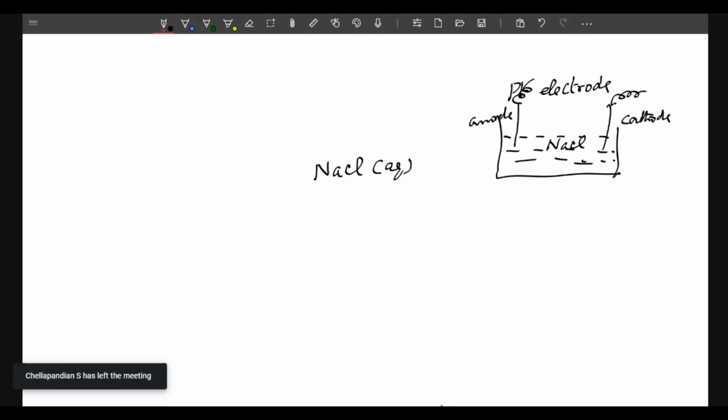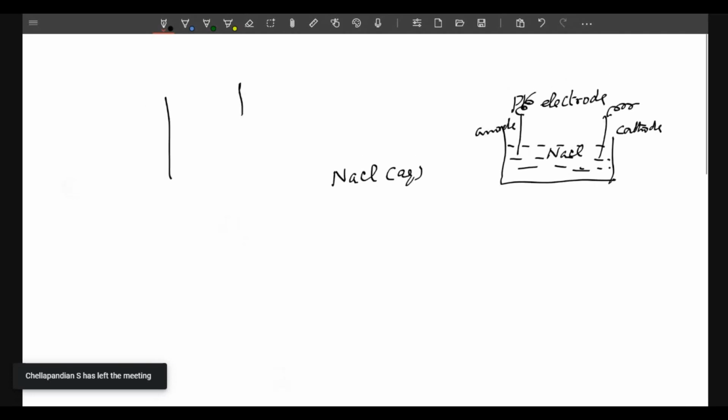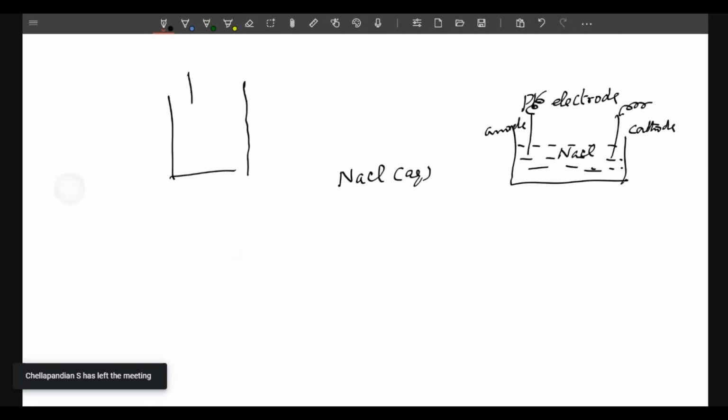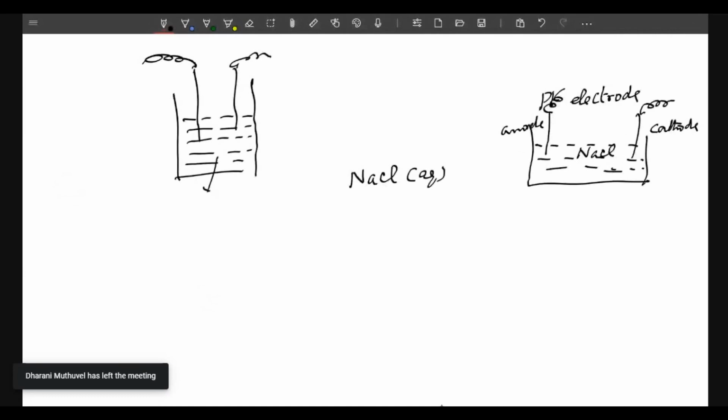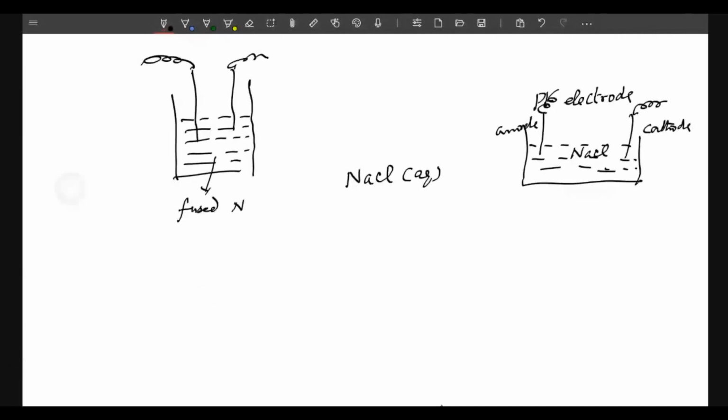We are using the same electrode, but with fused sodium chloride. When you use fused sodium chloride, no problem. Around the cathode, only sodium ion will be present, and around the anode, only chloride is present. But when you use aqueous sodium chloride, a problem arises.